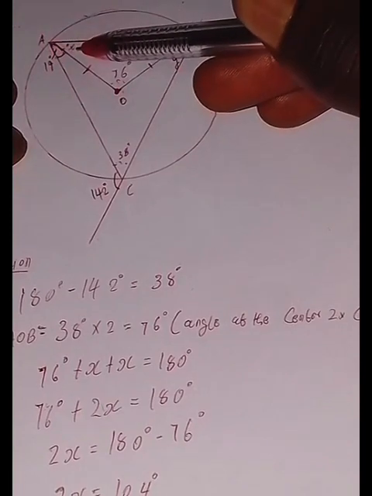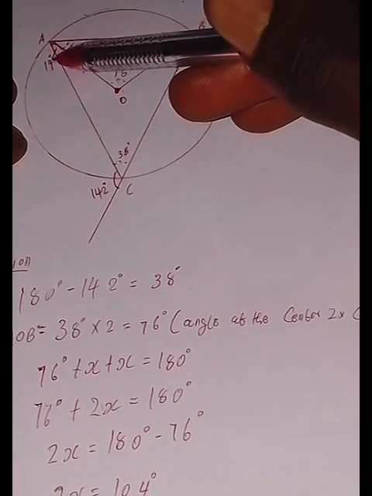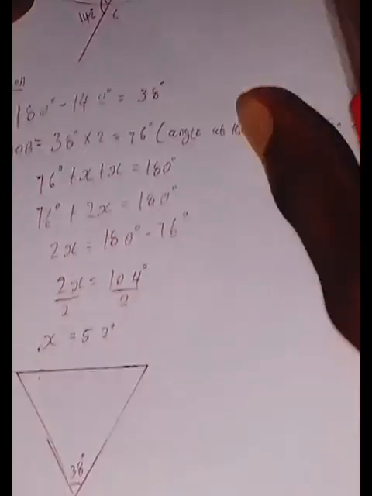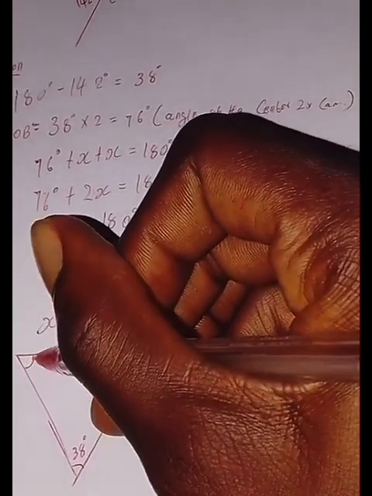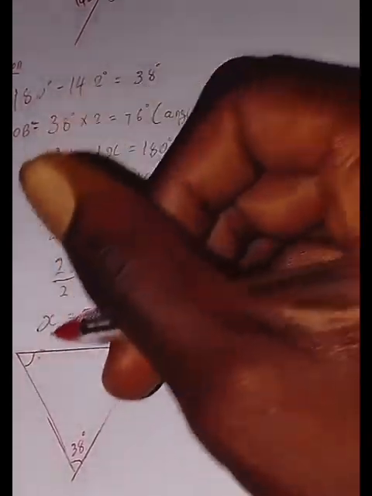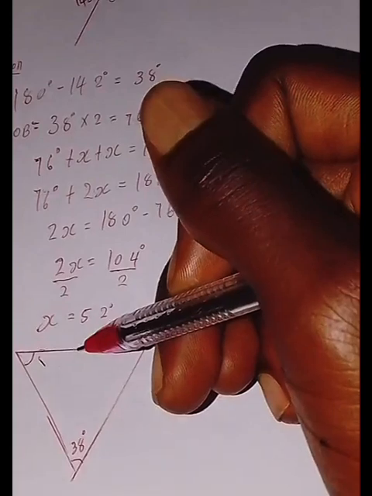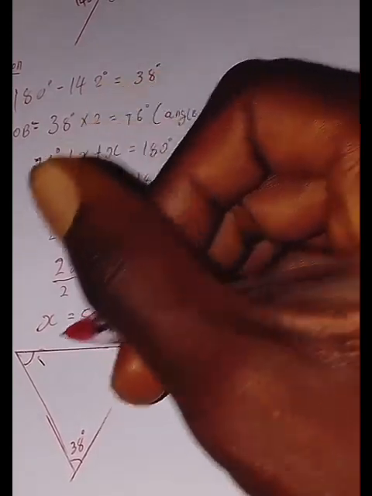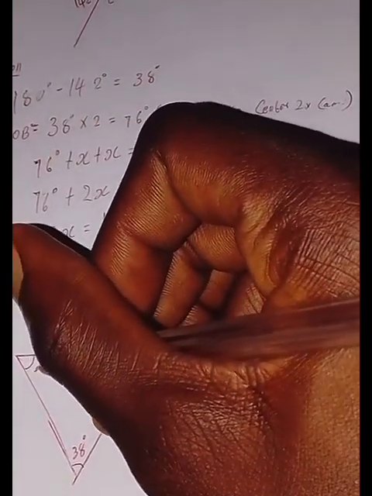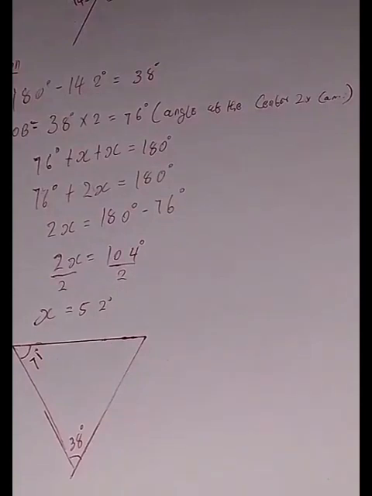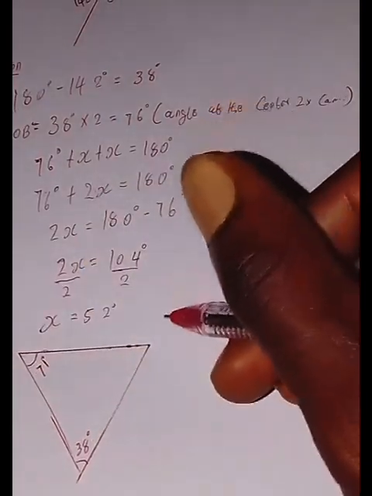And x here should be 52 degrees. So it means 19 plus 52 degrees will give us 71 degrees. So this part here is 71 degrees.